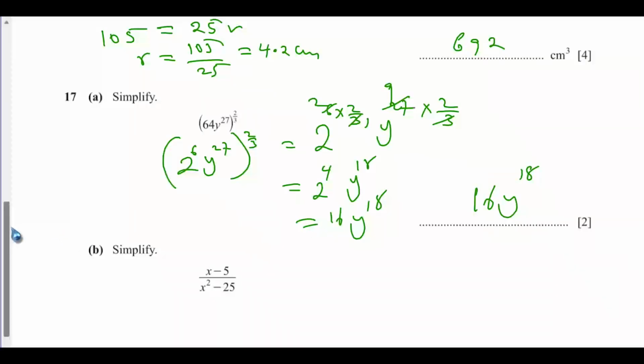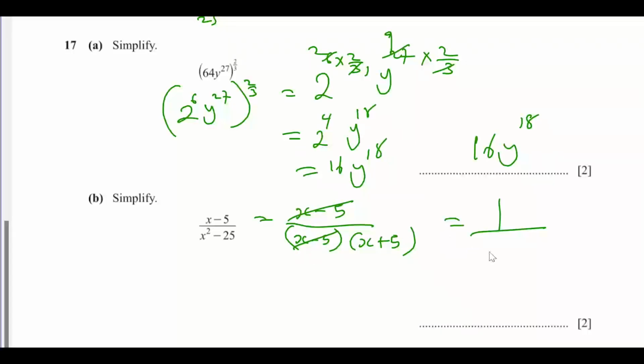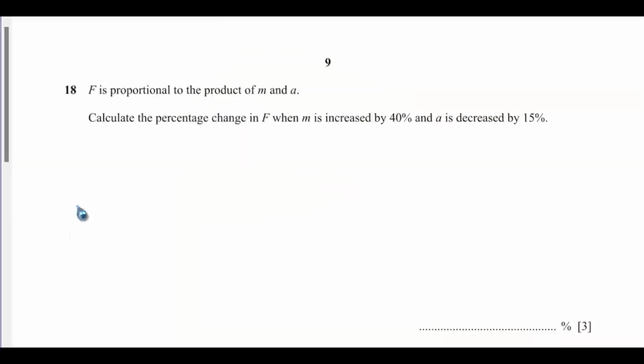So let's go to part B, simplify this. We can write this as x minus 5 over, this is a difference of two squares, so it could be written as x minus 5 times x plus 5. So we cancel this out and we are left with 1 over x plus 5. That will be the final answer. So let's go to the next question. That will be question 18.